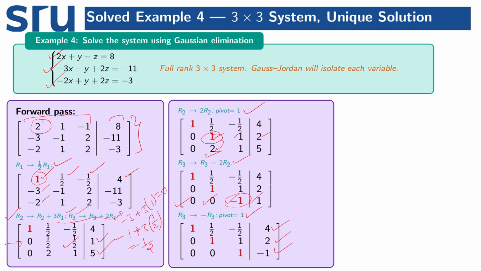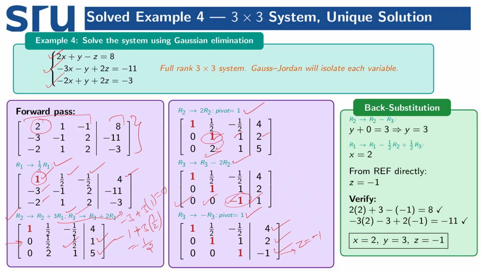Now we start solving from the bottom. Row 3 gives us z equal to minus 1. Then from row 2... Okay, sorry. We'll try to solve it again.